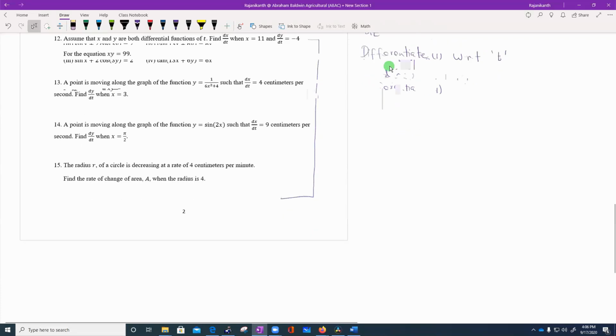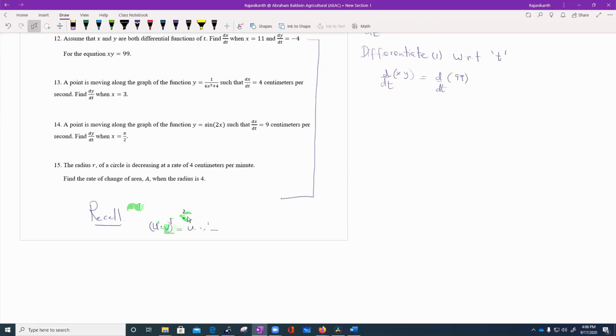Now here I'm going to use the product rule. Recall the product rule: the derivative of u times v. If you want to find the derivative of the product, this is simply the first function times the derivative of the second function, plus the second function times the derivative of the first function. This is the simplest version of writing the product rule.